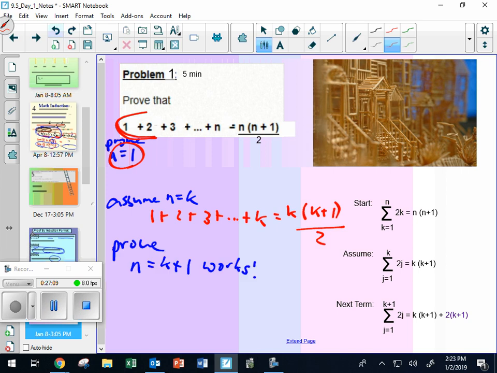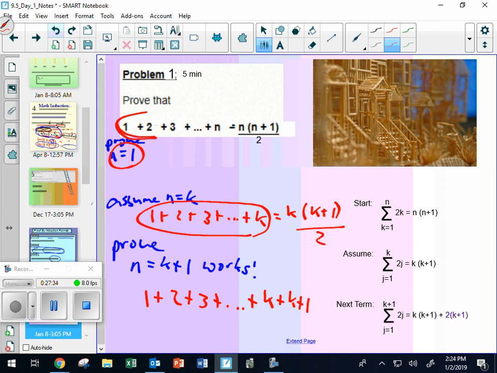I'm going to now take this equation right here, and I'm going to add a term. Remember, that's a big list of terms: 1 and 2 and 3 and ... and k. I'm not going to replace it with k plus 1. I'm going to add one more term, which will be k plus 1.